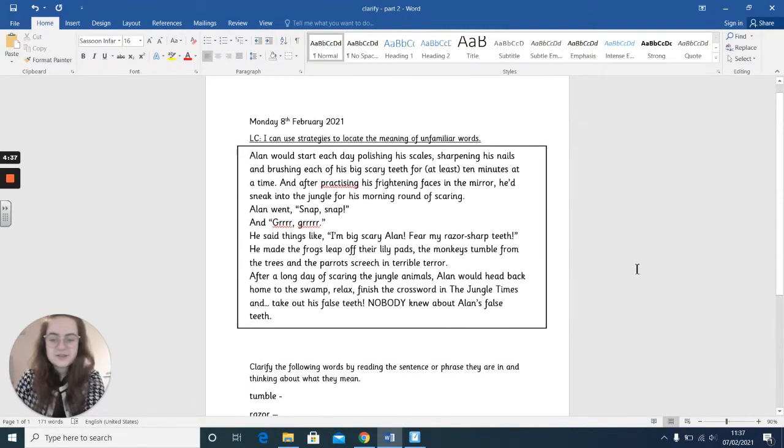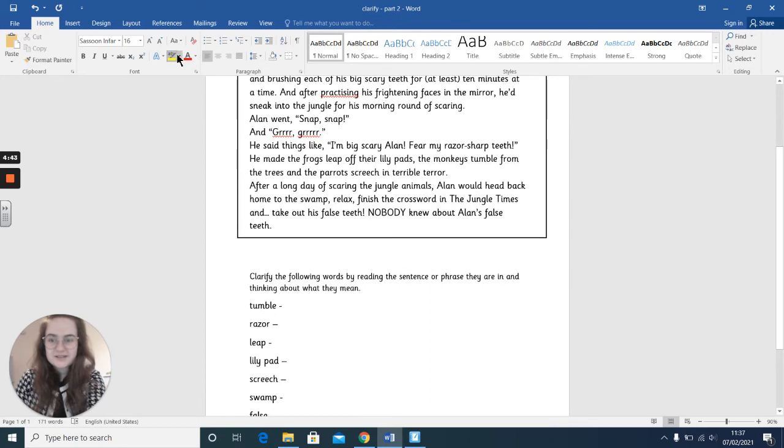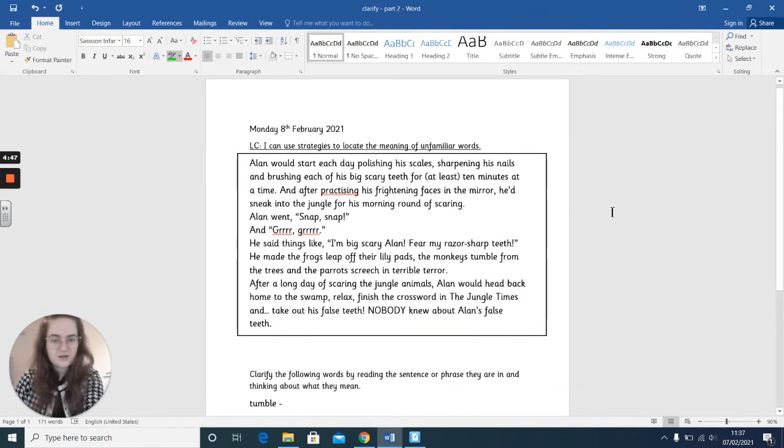So the first word is tumble. It starts with a T, then a U, then an M. So I'm going to get my green highlighter to clarify. That one's yellow. I need green. But don't worry if you haven't got a green highlighter. You can underline them. You can point to them.